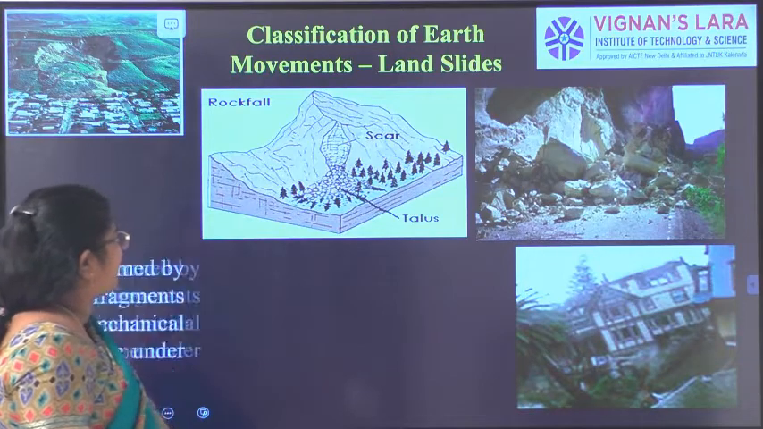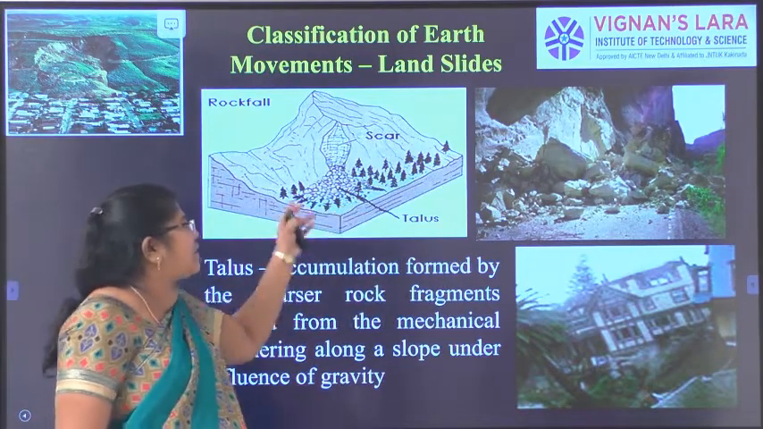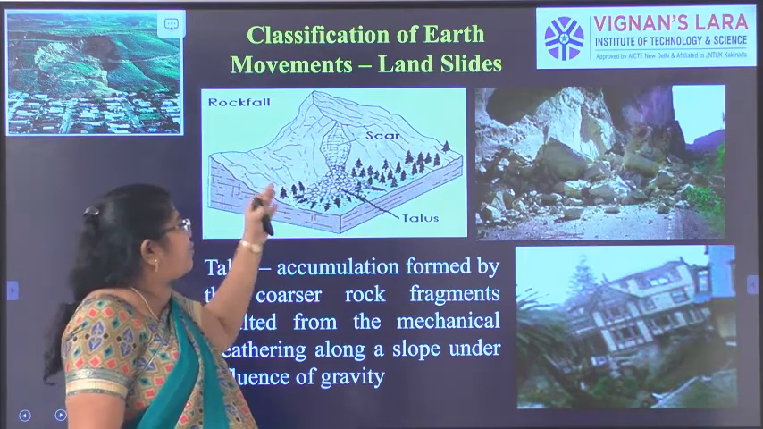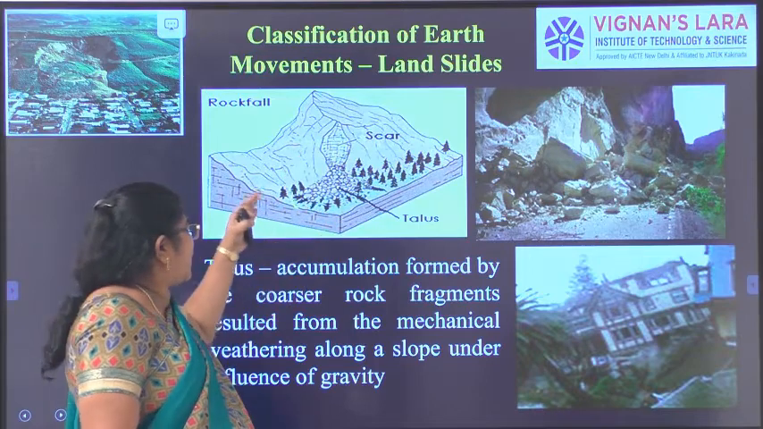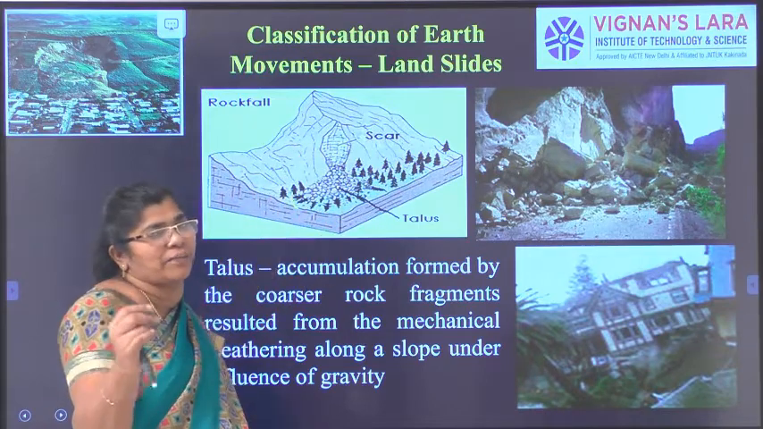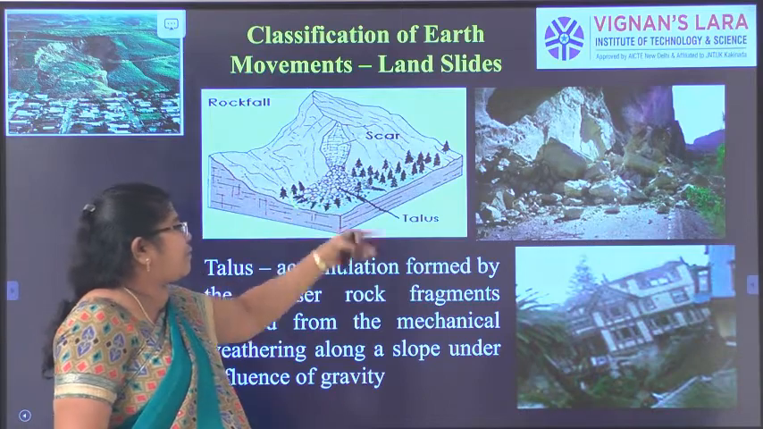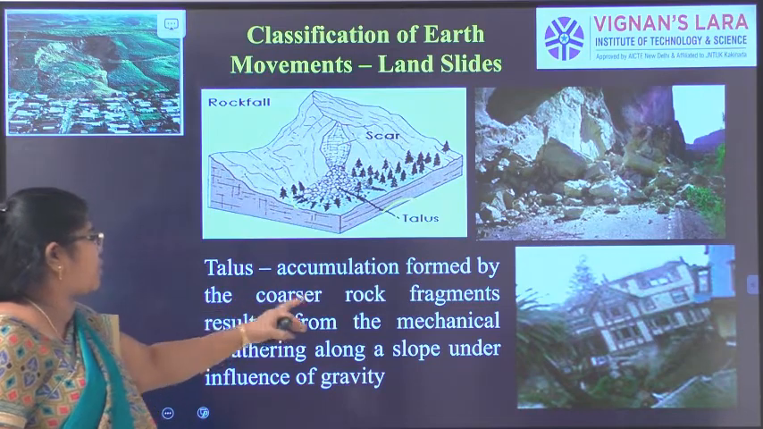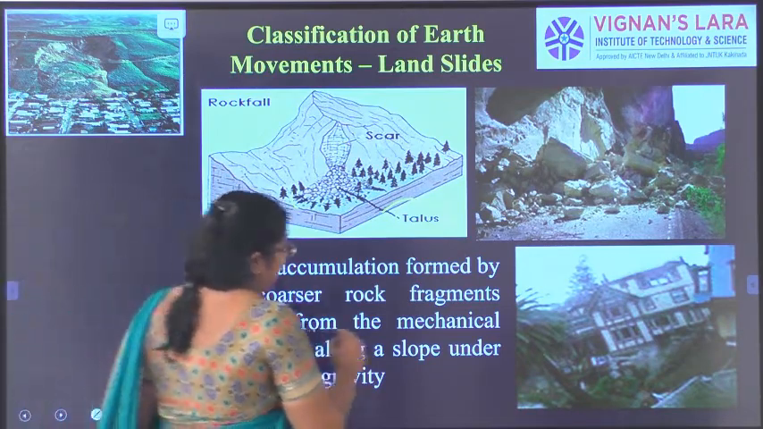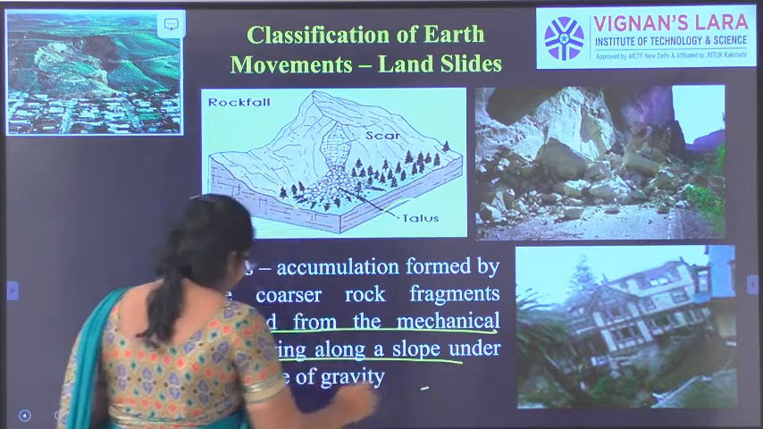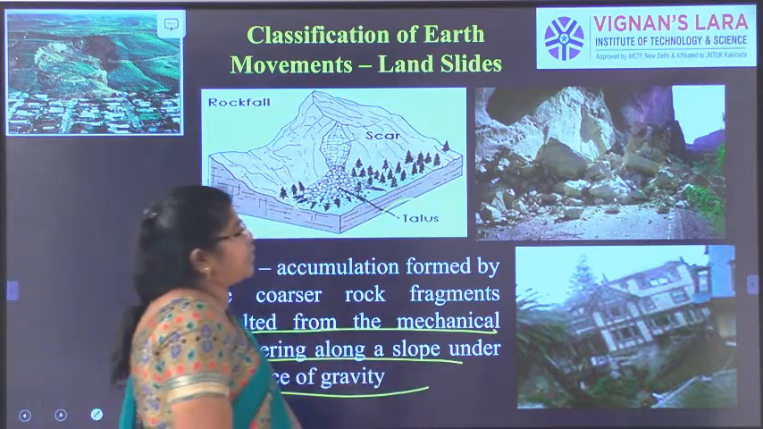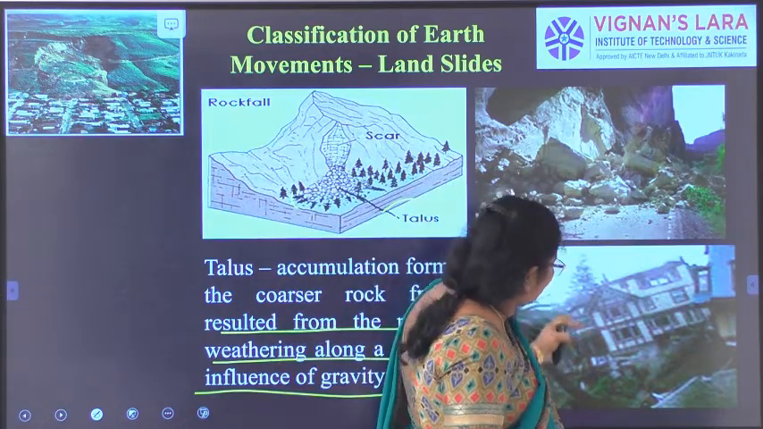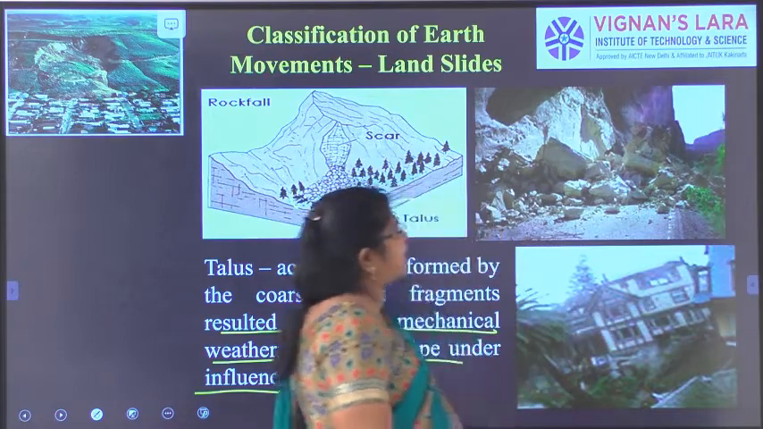Here is another thing, the formation of talus. We call this a talus, where the rock slides or the rock falls. Mostly the rock fall comes down as coarser rock fragments, small fragments. It will break into pieces and form small fragments. We call it talus. Talus is an accumulation formed by the coarser rock fragments resulting from mechanical weathering along the slope under the influence of gravity. You can see this is a rock fall, where the rock falls onto the entire highway. Due to the rock fall, the entire building has tilted and come down.